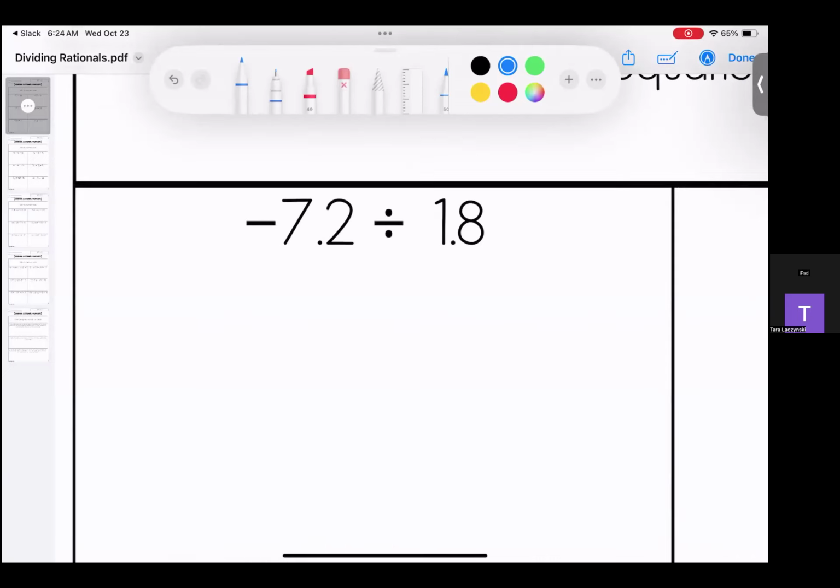Second number is the one that would be outside the division house. So when we are moving our decimals in a way that is fair, because we know that if the decimal is in the divisor, the outside number, it doesn't work. We're going to start with moving the back and then the front.